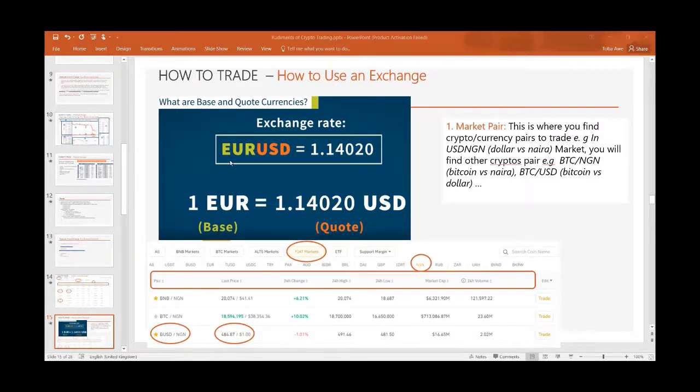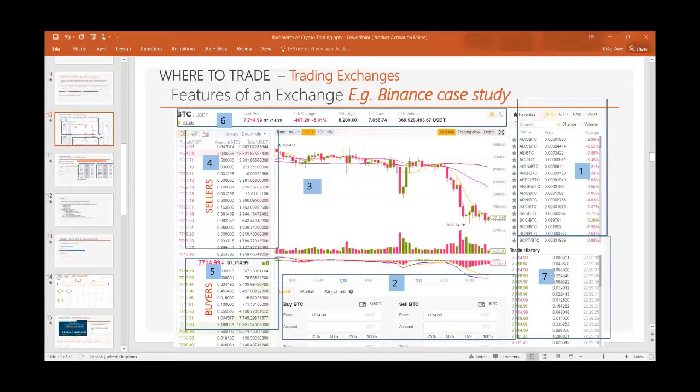Like this, euro dollar, I'm on the euro market if I'm trading forex. BTC naira, I'm on the BTC market if I'm on this. BNB naira, I'm on the BNB market if I'm on this. So the price you see is just telling you that one BNB is equal to 20,000 naira. All right, thank you guys. You've given me a feel that I'm not just talking rubbish, that some people understand what I'm saying.